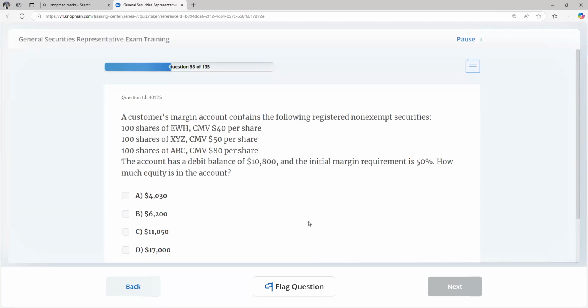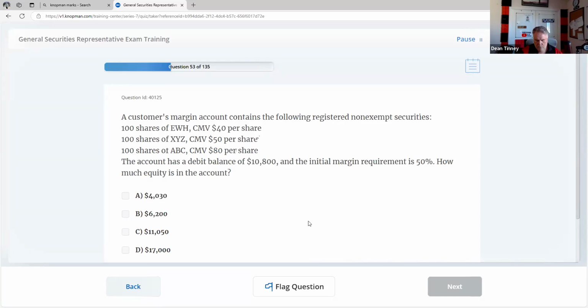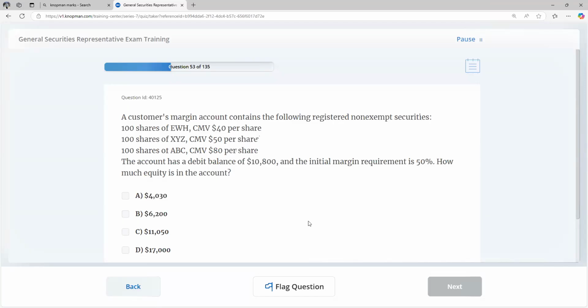They have a debit balance. Okay, debit balance. Hold on one second. Did you multiply all of the shares to get the...? I might get this one wrong, but I'm between B.